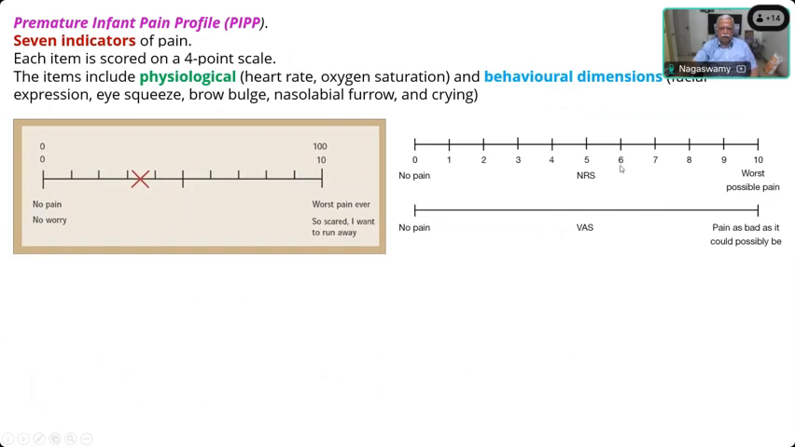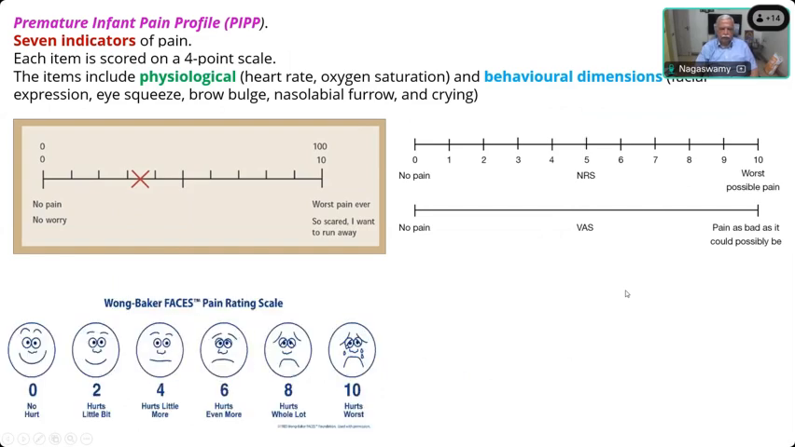Supposing the child says I have number 6, that means it is more than 50% pain. And if the child says 10, that is the worst possible pain. So they can identify according to the numerical phases. And this is the Wong-Baker faces. Here also it is only a line drawing, but there is no child face here.